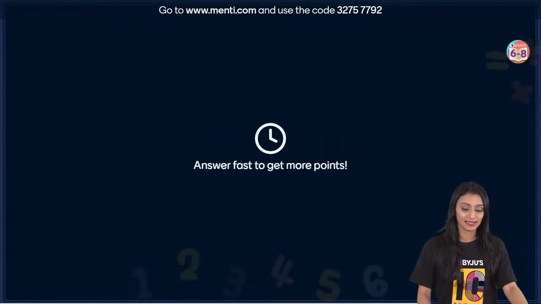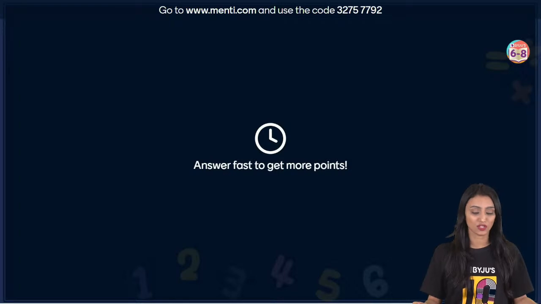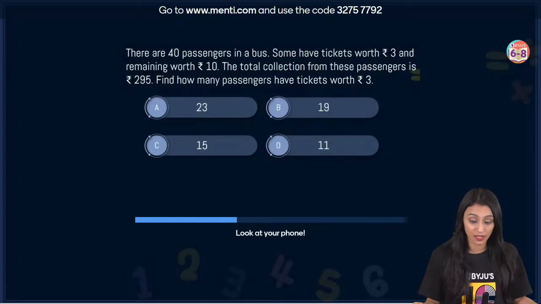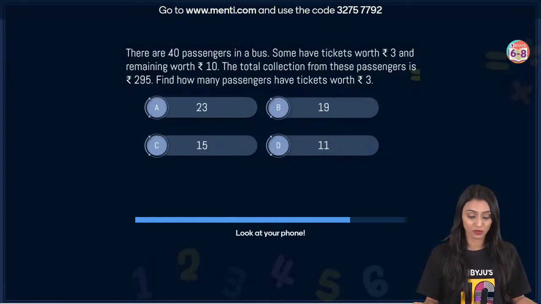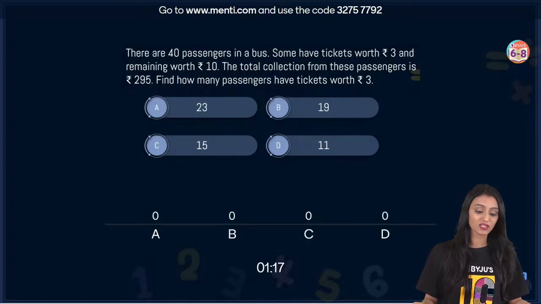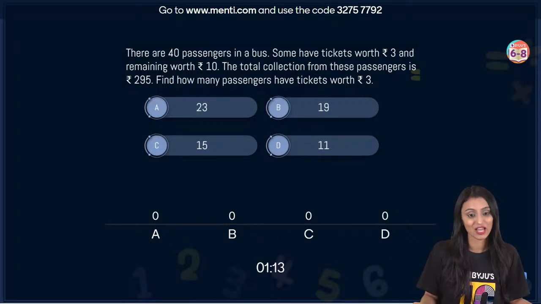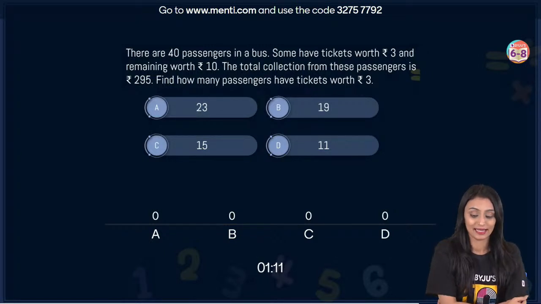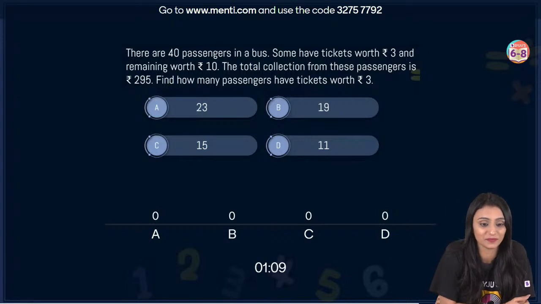Question number 10. Let's quickly take a look at the last question of today's quiz. There are 40 passengers in a bus. Some have tickets worth rupees 3, remaining worth rupees 10. The total collection from these passengers is rupees 295. Find how many passengers have tickets worth rupees 3. Quickly, everybody. It's again a word problem.